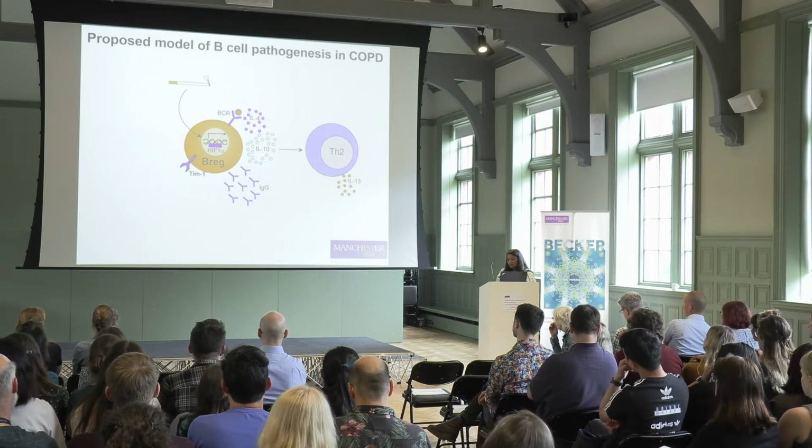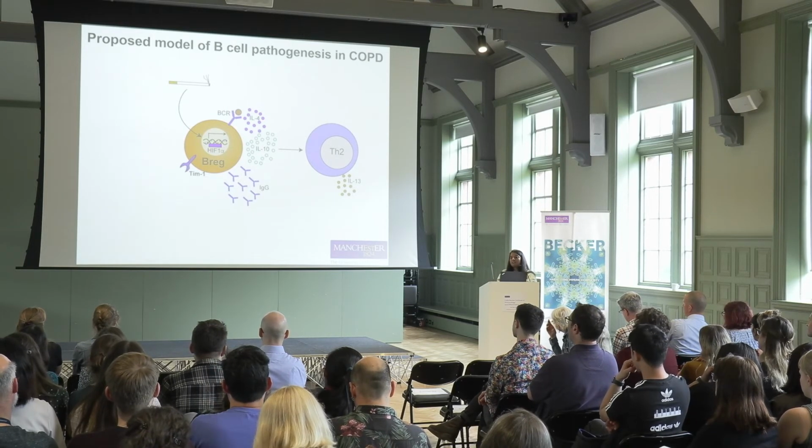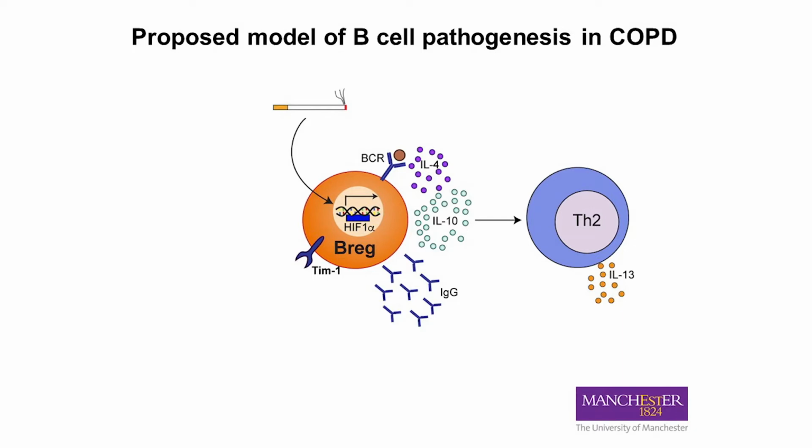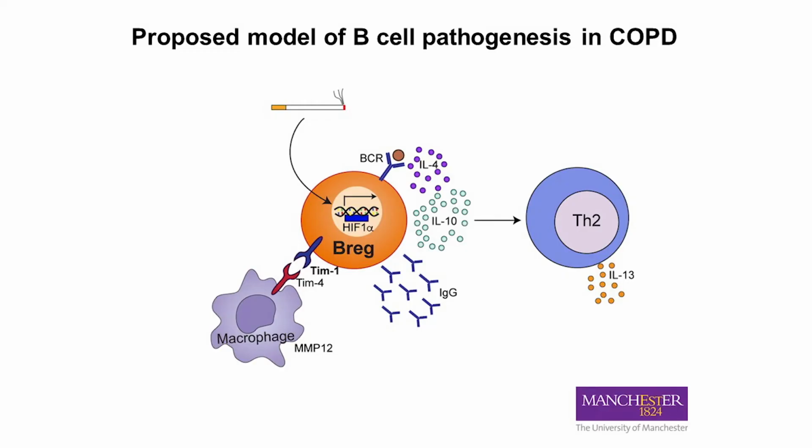So to summarize what I've shown you with a proposed model, what we think happens is that in a healthy individual, the presence of these Bregs is likely to dampen inflammation in response to constant environmental triggers that we're exposed to on a daily basis. But in genetically susceptible individuals, chronic exposure to cigarette smoke or other environmental pollutants results in increased HIF1 alpha signaling, which then promotes the expansion of TIM1 positive IL-10 secreting regulatory B cells. These Bregs, while they can inhibit Th1 and Th17 responses, can also promote Th2 responses and IL-13 production, as well as activate TIM4 positive macrophages and promote their production of MMP12.